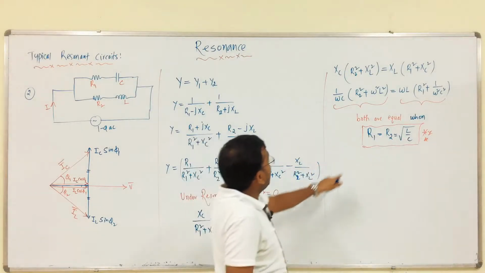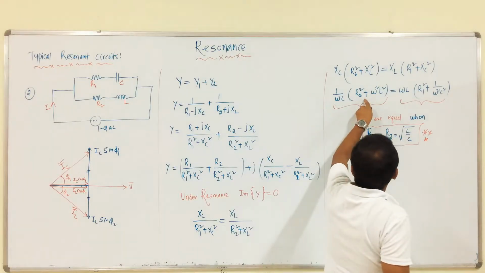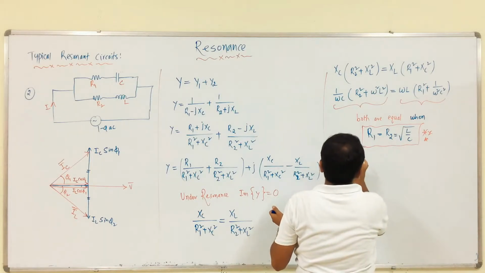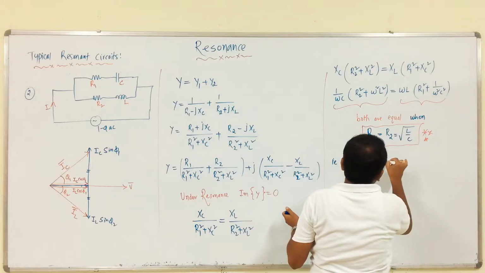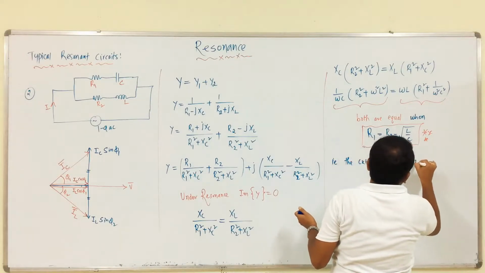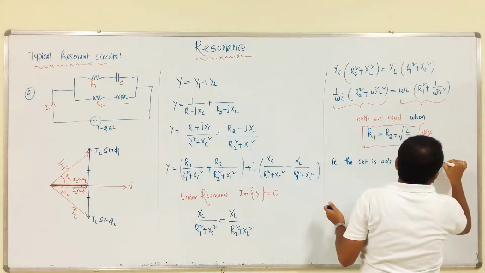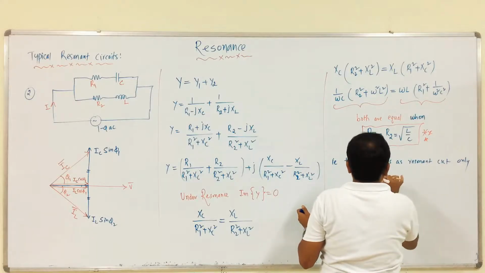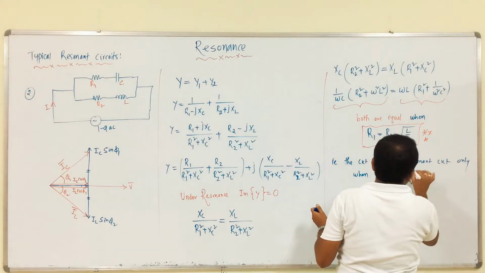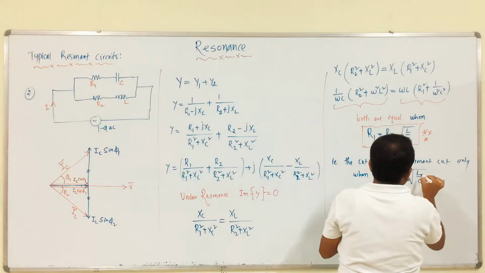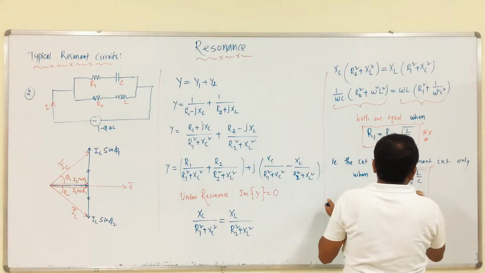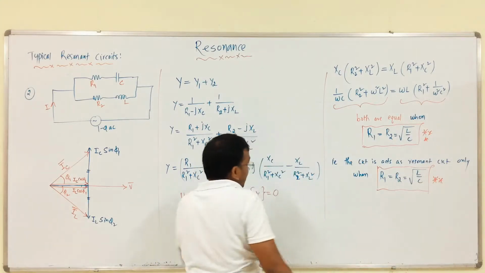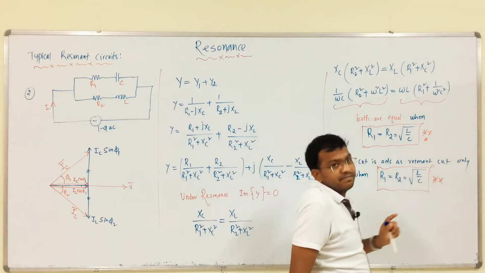So both are equal when R1 is equal to R2 is equal to square root of L by C, then only this part and this part are equal. That is, the circuit acts as a resonant circuit only when R1 is equal to R2 is equal to square root of L by C. This is a very, very important bit. This circuit acts as a resonant circuit only when R1 is equal to R2 is equal to square root of L by C.